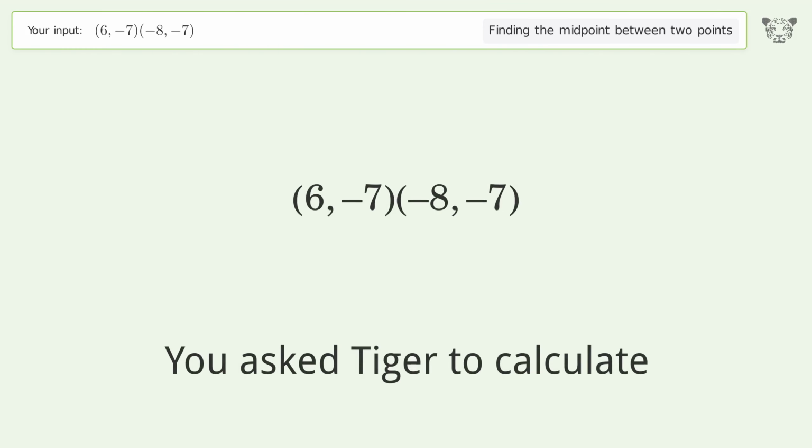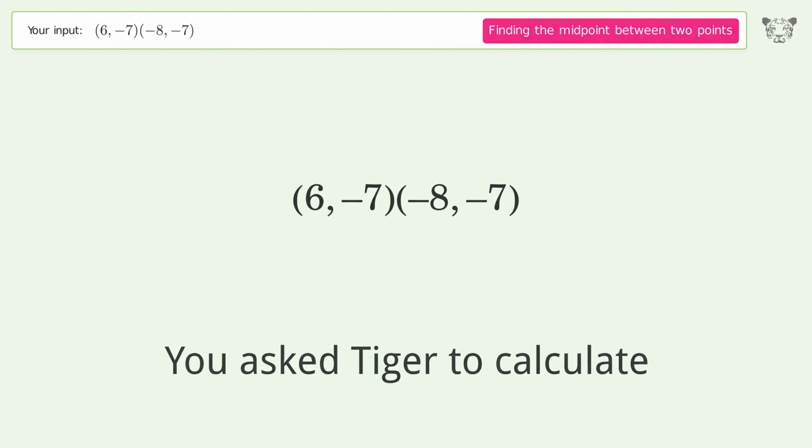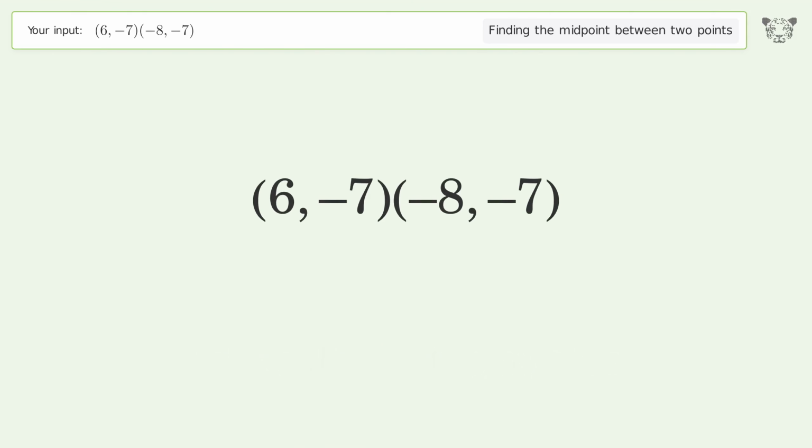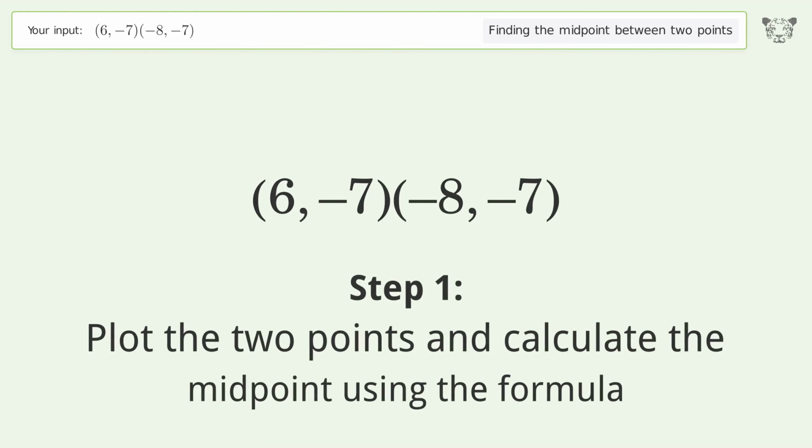You ask Tiger to calculate. This deals with finding the midpoint between 2 points. The midpoint between the 2 points is -1, -7. Let's solve it step by step. Plot the 2 points and calculate the midpoint using the formula.